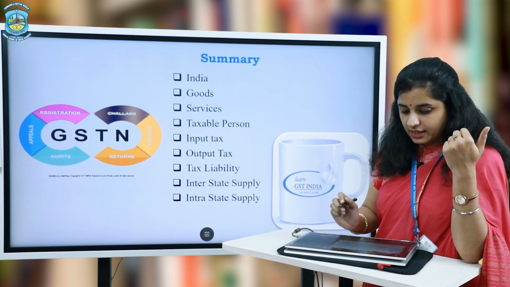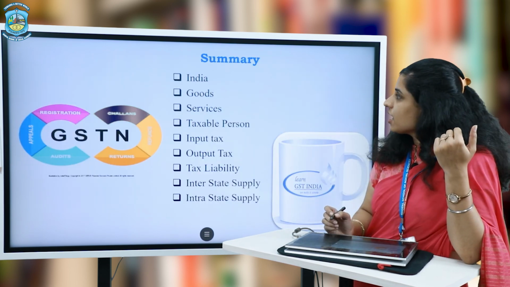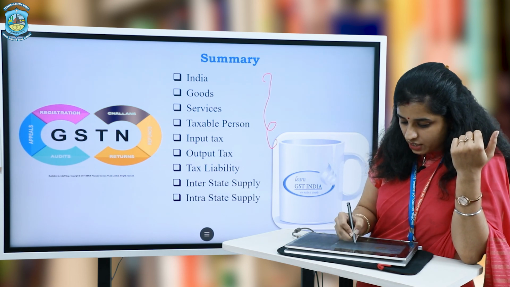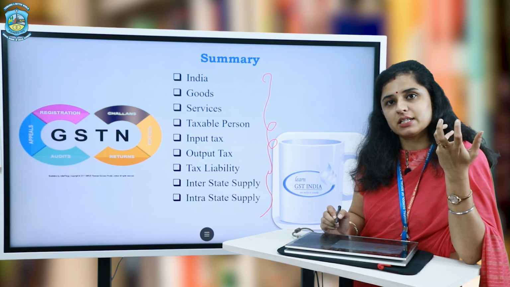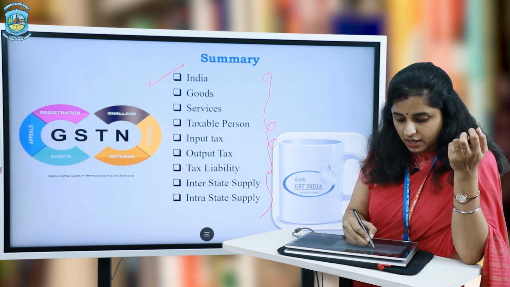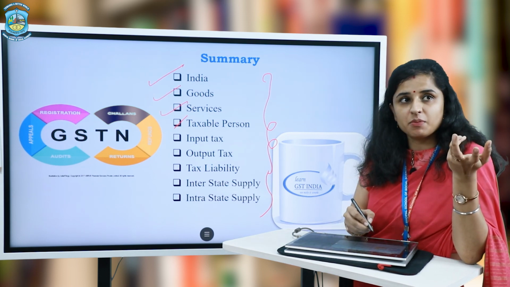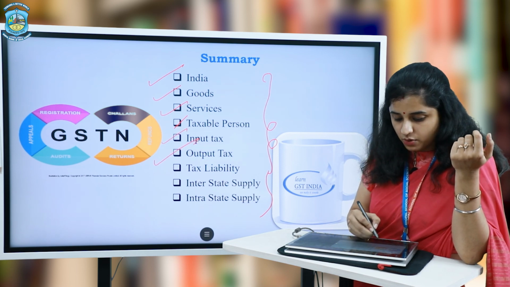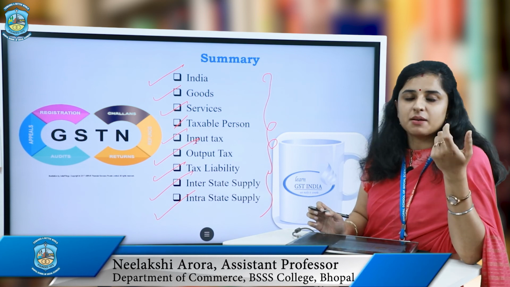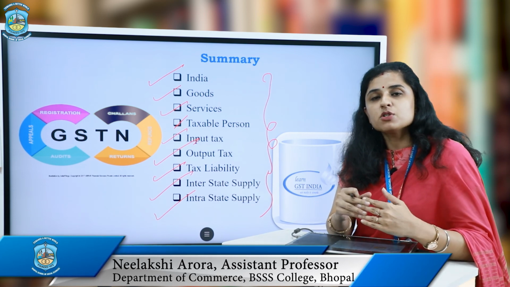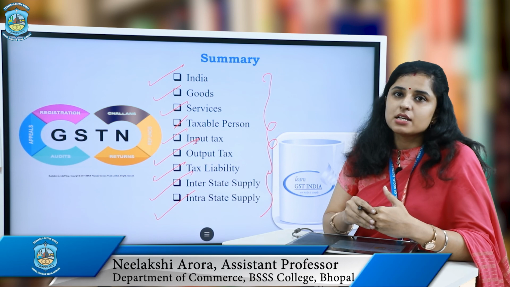So children, in this module, we have actually understood the basic definitions which are necessary for understanding the concept of GST. So we have understood the definition of India, goods, services, taxable person, input tax, output tax, tax liability, interstate supply and intrastate supply. In the upcoming modules, we'll be discussing the concept of supply.